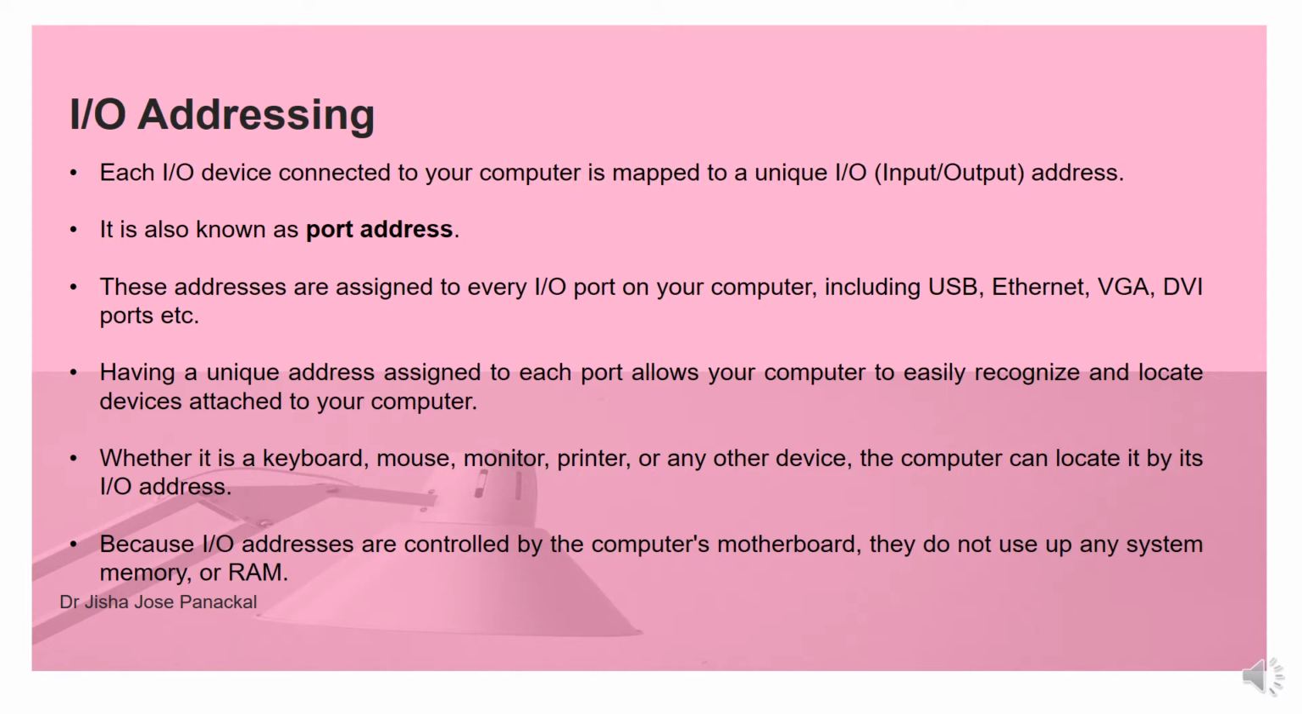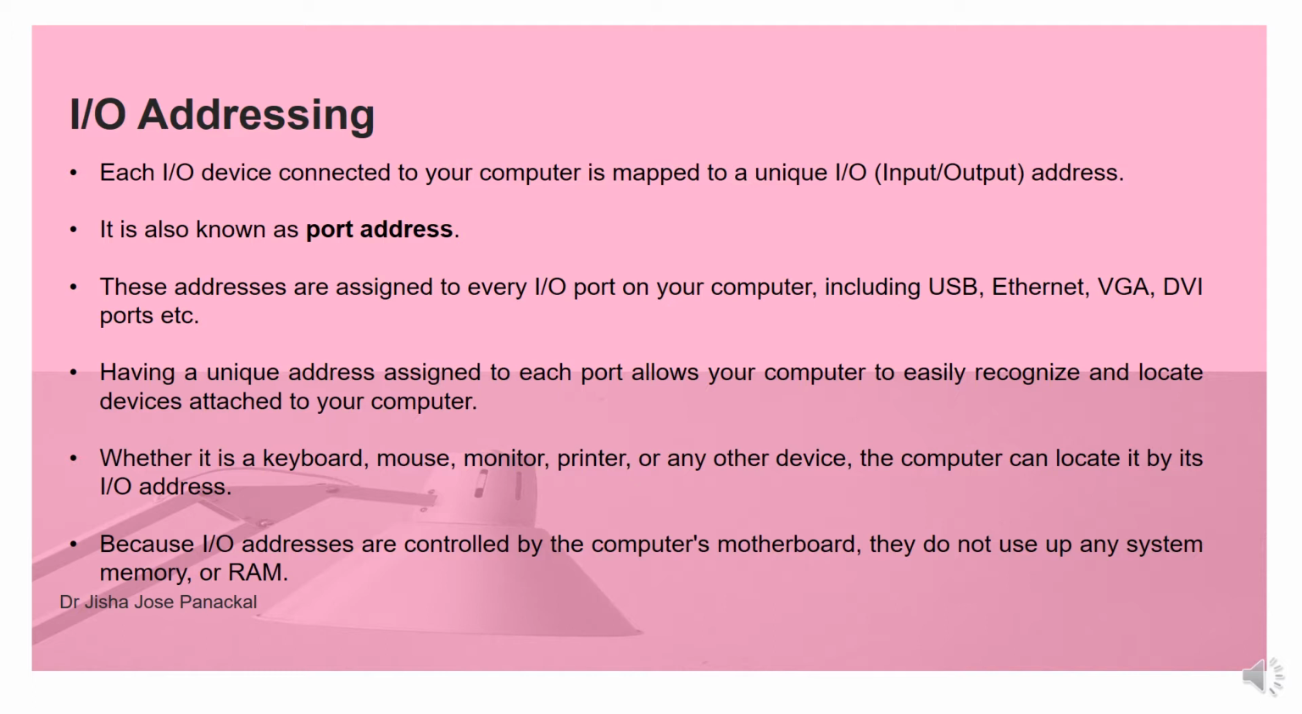First, let us see what is an IO address. It is also known as port address. Each IO device connected to your computer is mapped to a unique IO address. So every device that is connected to our computer will have a unique address. That is known as IO address. These addresses are assigned to every IO port on your computer, including USB, Ethernet, VGA, DVI ports, etc. So these are external devices that we can connect with the computer, that is through these IO ports.